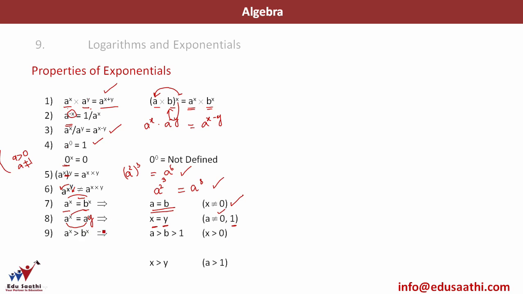The next one is if a raised to power x is greater than b raised to power x, then a is greater than b is greater than 1 when x is positive. So if this is the condition, then what does that mean? If x is positive, if the power is positive, then a is greater than b. If a raised to power x is greater than a raised to power y, then x will be greater than y if the base is greater than 1, and x will be less than y if the base is between 0 and 1. The concept that we have already discussed in the last slide.